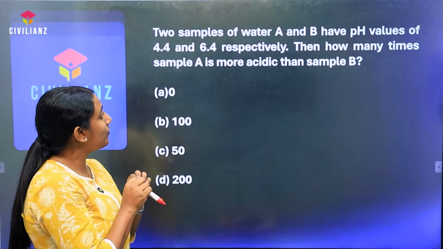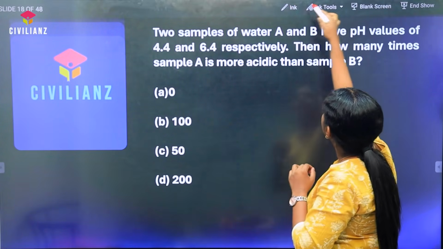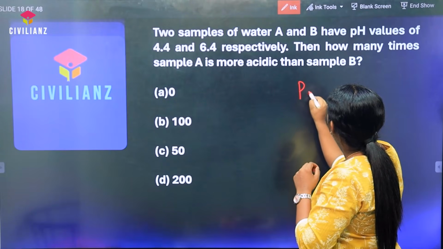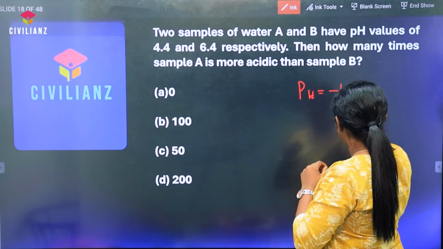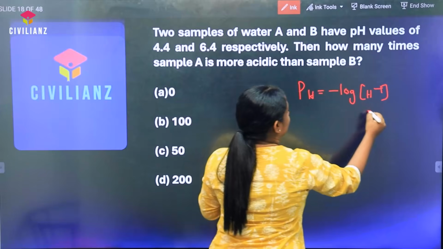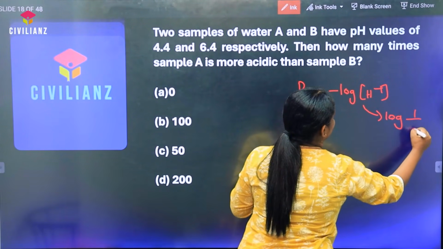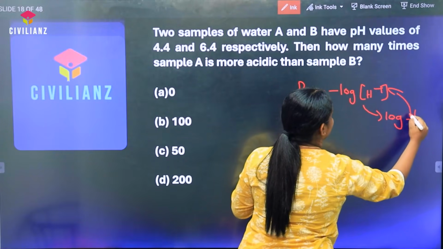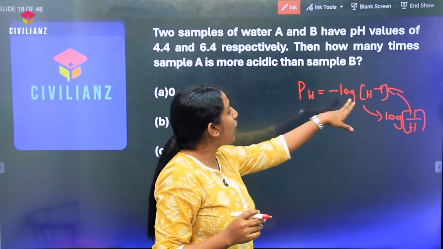So in this question, what is pH? What do you mean by pH? pH equals minus log of the concentration of H+. That means log of 1 by H+. That's why it's written as p. So pH is minus log H+.